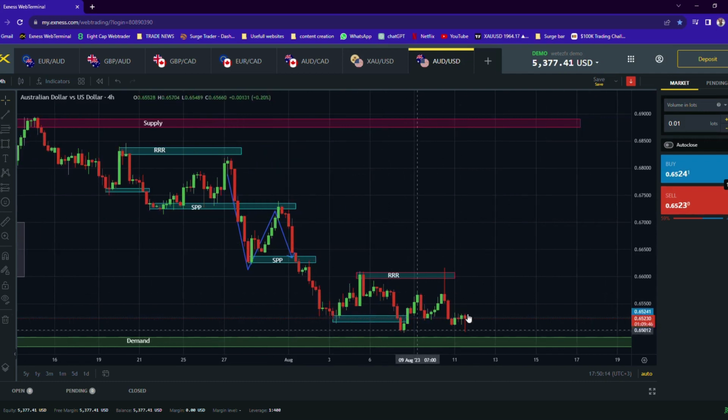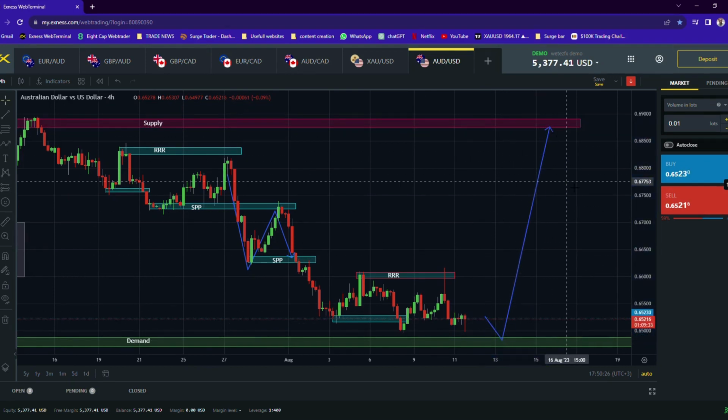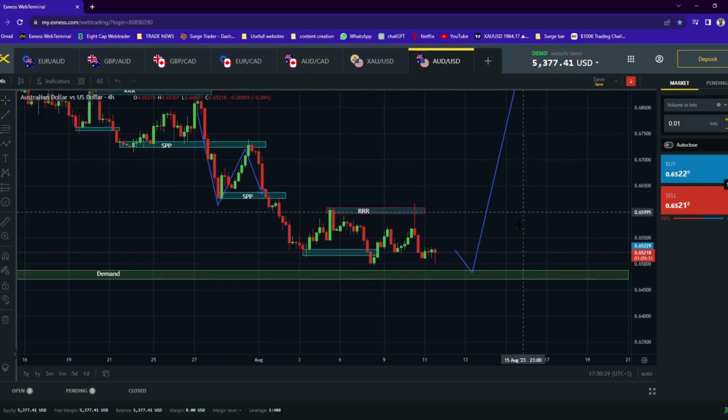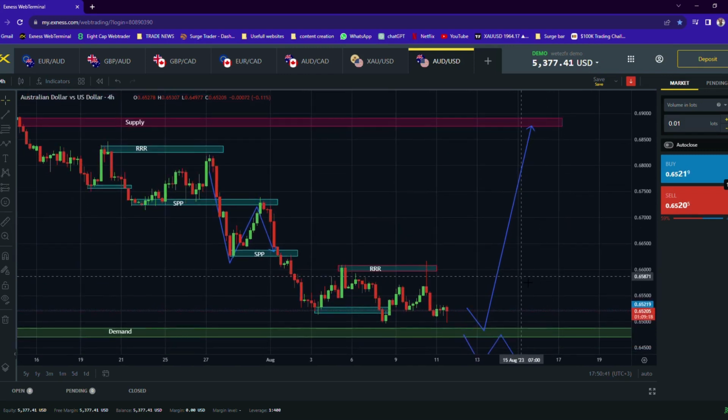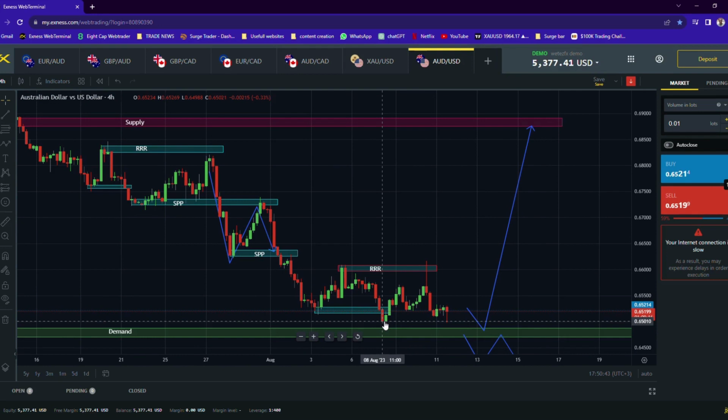Until this trend is over, we'll start waiting for a rejection of this demand and we look for a move to the upward side, or we will wait for a break of this zone to the downward side and then a move to the downward side again. So those are the two scenarios, but as of now we are seeing price already rejecting this exact zone, so we are just waiting for a break.